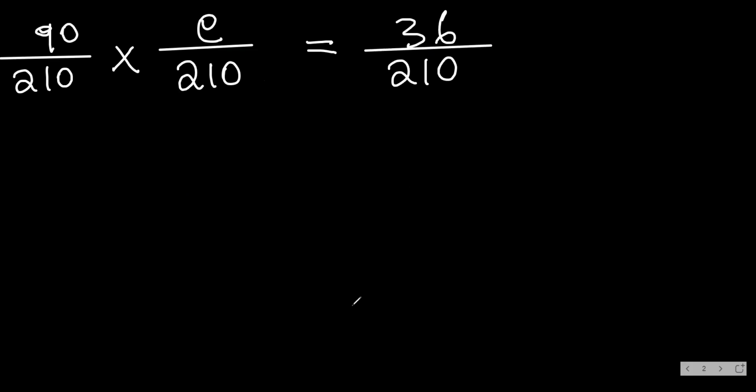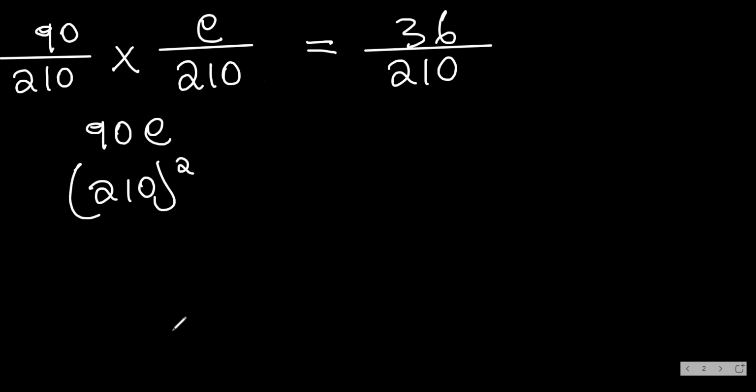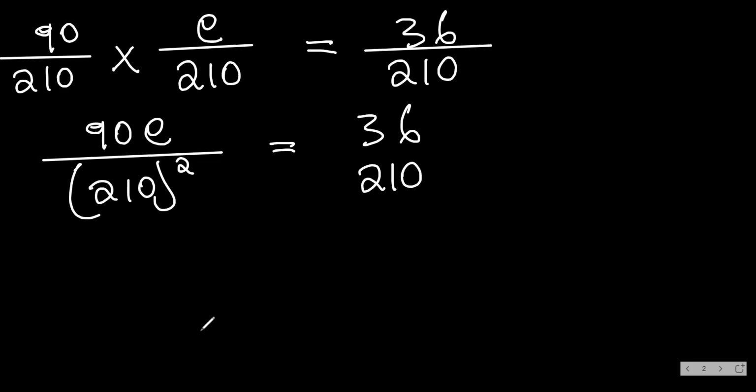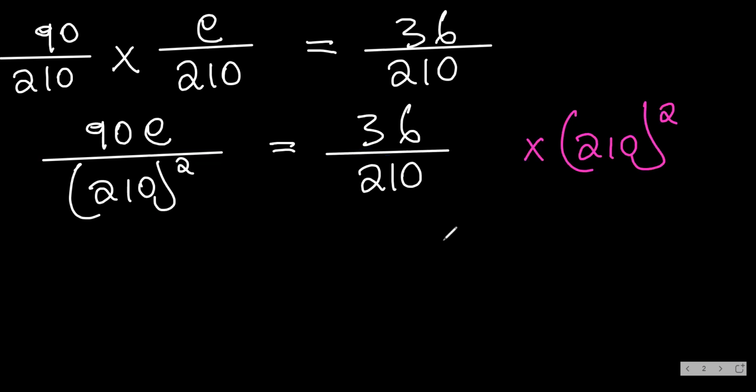So then how do we solve for E? Easy. In the numerator, we'll have 90E, but in the denominator, we'll have 210 squared. And we can equate this to 36 divided by 210. Then next, we just multiply throughout by 210 squared.